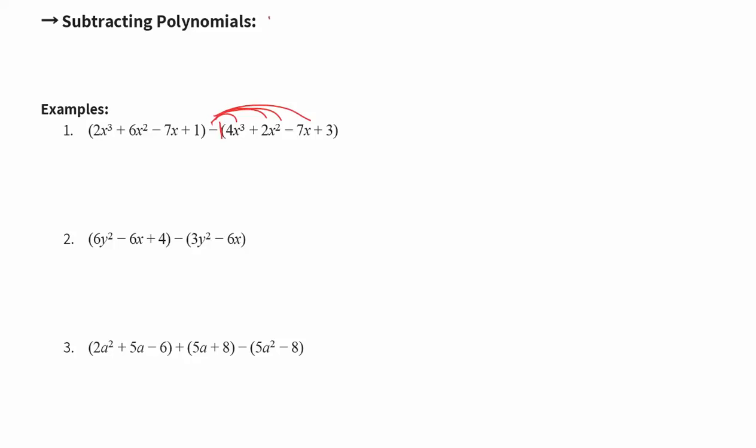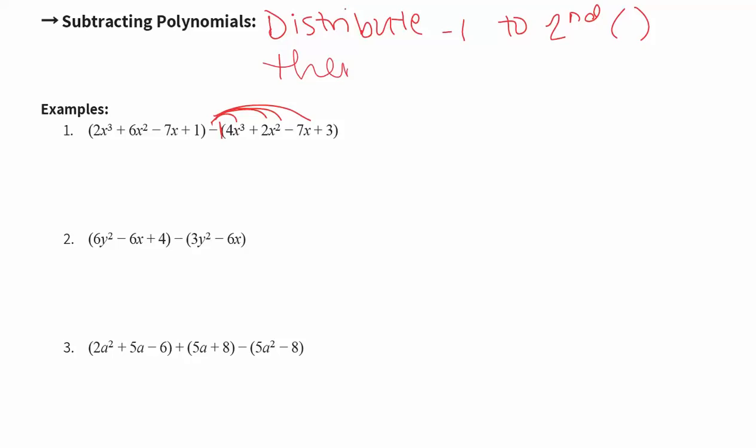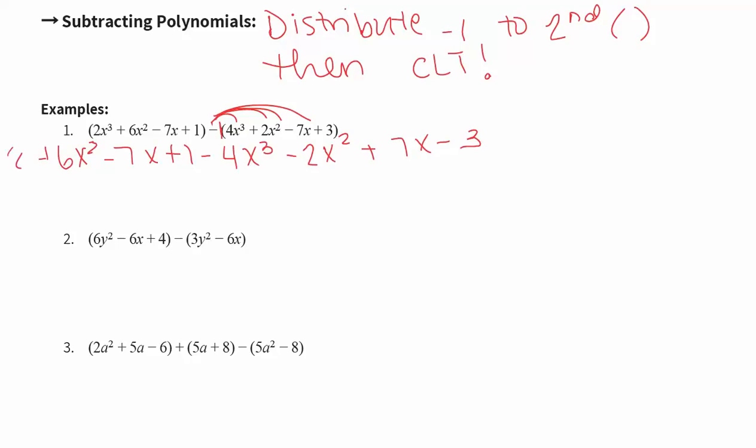So when I'm subtracting polynomials, I have to distribute negative 1 to the second parentheses, and then I'm going to combine like terms. If I distribute negative 1, I'm going to get negative 4x cubed and negative 2x squared and positive 7x and negative 3. And then I'm going to copy down the first parenthesis. And now I'm just going to draw my slashes and combine them.